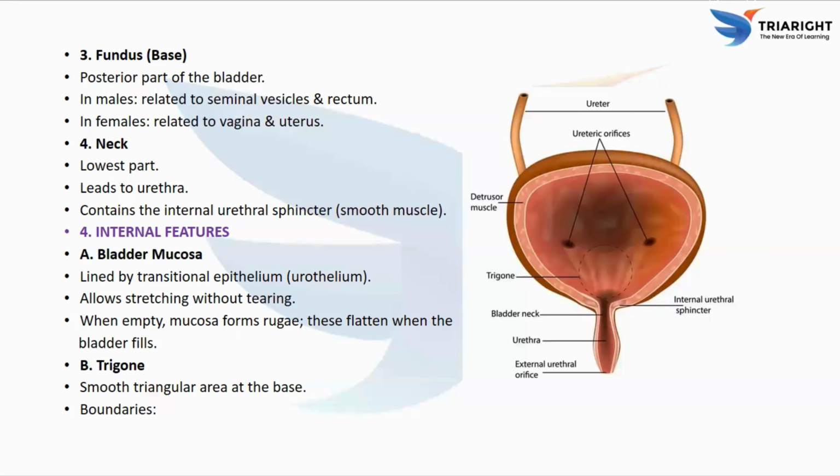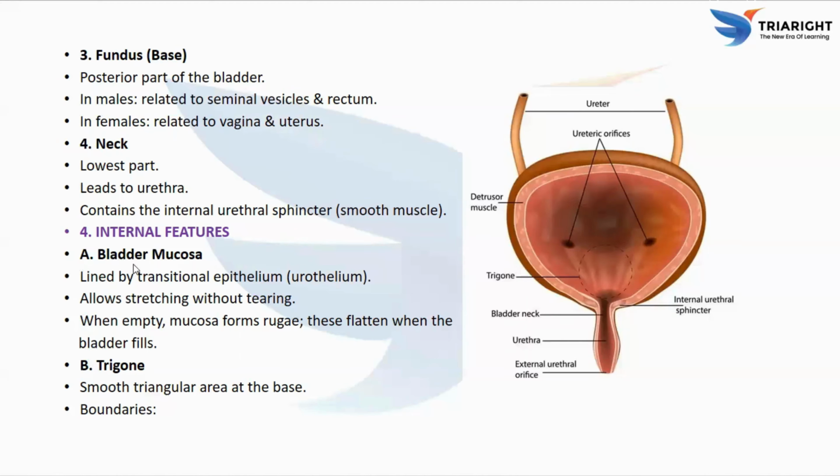So what is the function of the neck? It prevents urine leakage. In males, it prevents retrograde ejaculation, nothing but semen going into the bladder. So the bladder neck is like the nozzle of a bottle. It controls flow out of the bladder. So these are the parts of the bladder.